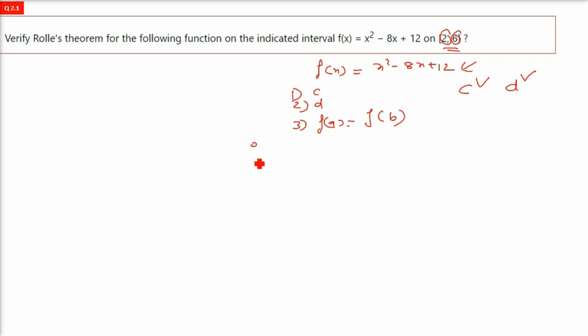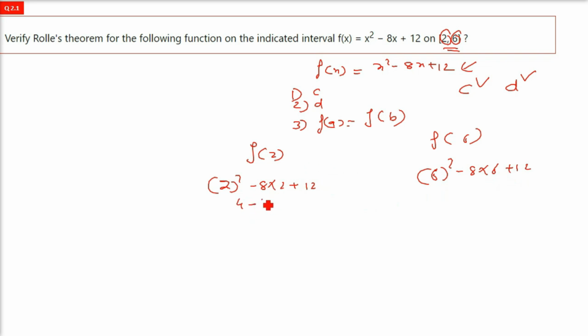f(a) equals f(b). So f(a) is f(2), f(b) is f(6). f(2) is simply putting 2 in place of x in x square minus 8x plus 12. Here you put x as 6, so 6 square minus 8 into 6 plus 12. You are going to get 4 minus 16 plus 12, 12 plus 4 is 16, 16 minus 16 is 0. Now here you have 36 minus 48 plus 12, 12 plus 36 minus 48, again 0. Now the good thing is f(a) is equal to f(b). It is continuous, it is differentiable, it has f(a) equal to f(b). a and b are the endpoints of the interval. So all the three conditions for Rolle's theorem have been met.